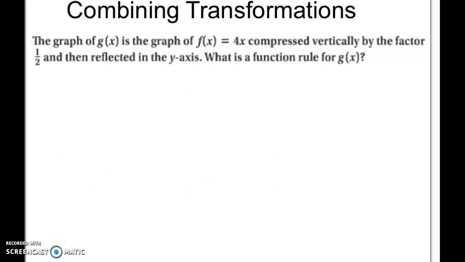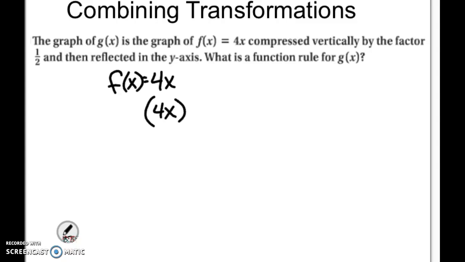Combining transformations, we do have to go in order because with the reflection, it's going to make a difference. So if we're trying to get from the 4x as the original function, and first we want to compress. Well, the first thing we want to do to that 4x then is have a multiplier of 1/2. All right, and then I get 2x. All right, and now I want to reflect it over the y-axis. All right, so that means a negative next to the x.